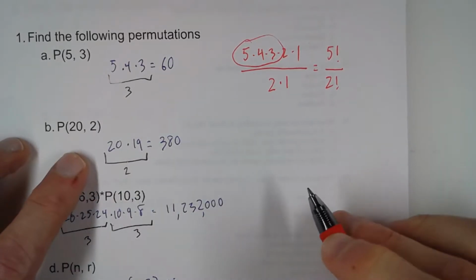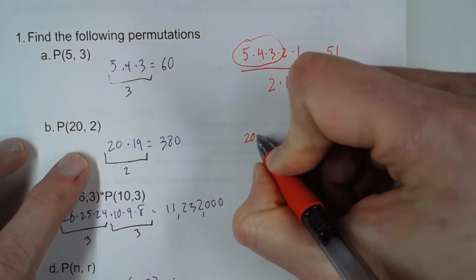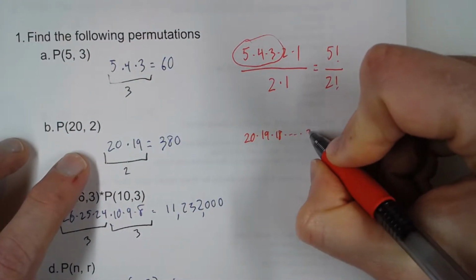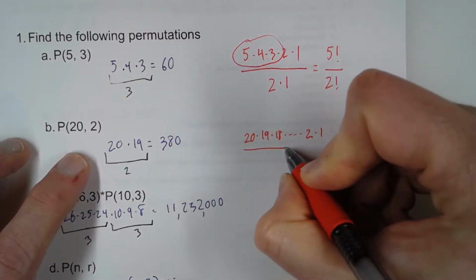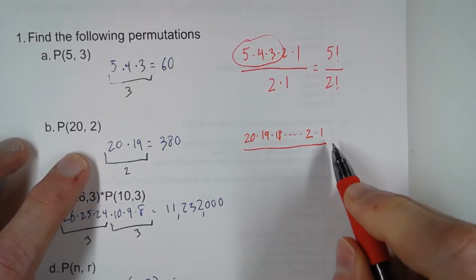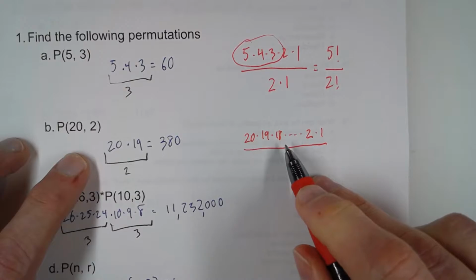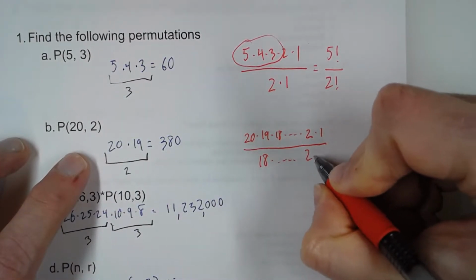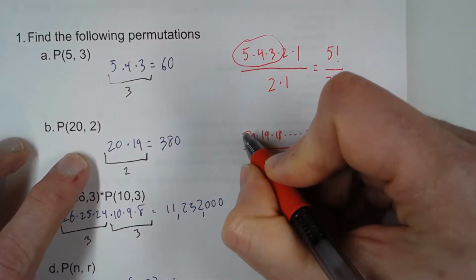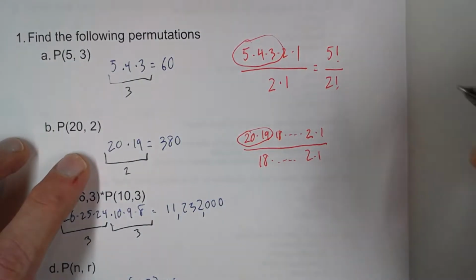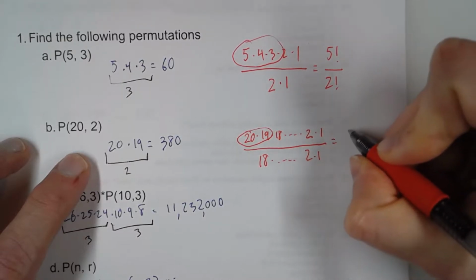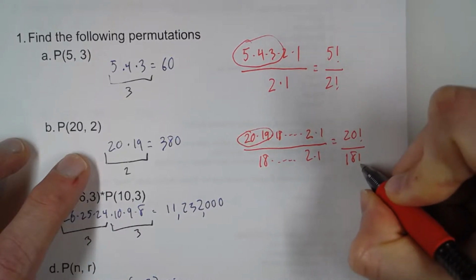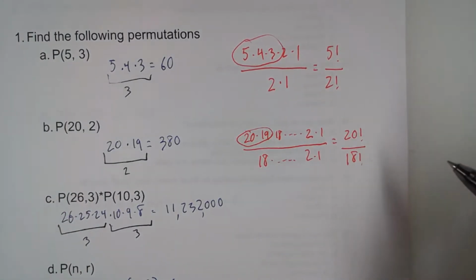Now with letter B, same thing. I start with 20 times 19 times 18, and I'm not going to write them all out, times 2 times 1. All factorials have to go down to there. Now, I only want the 20 and the 19. So in the denominator, I should put 18 times ... 2 times 1, so that when I divide and cancel out, all that's left is the 20 and the 19. So on top I have 20 factorial, and I have 18 factorial in the denominator.